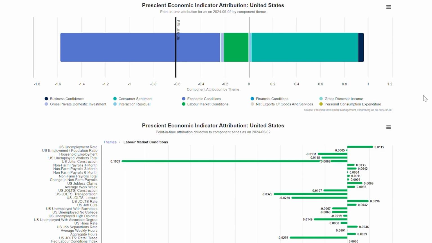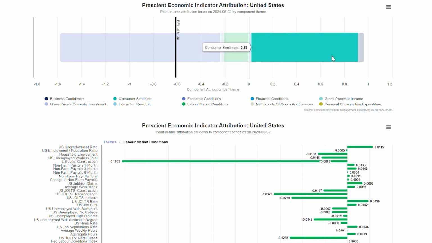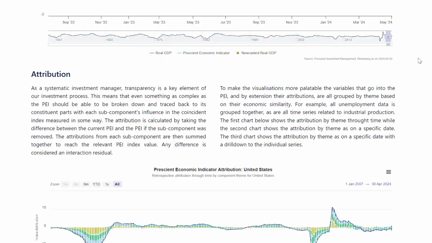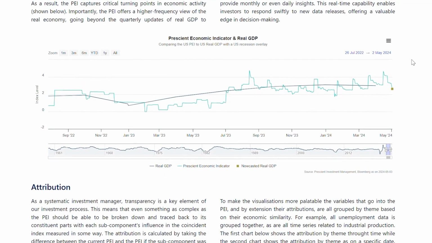Well, what's holding up the ship is this consumer sentiment part. But if we see that consumer sentiment bar begin to turn, then the Prescient economic indicator will start to degrade in terms of growth assumptions in the United States. At the moment, it is pretty much peaking. It might go higher, it might go lower. We can't tell at this point in time. Wish we could predict it.